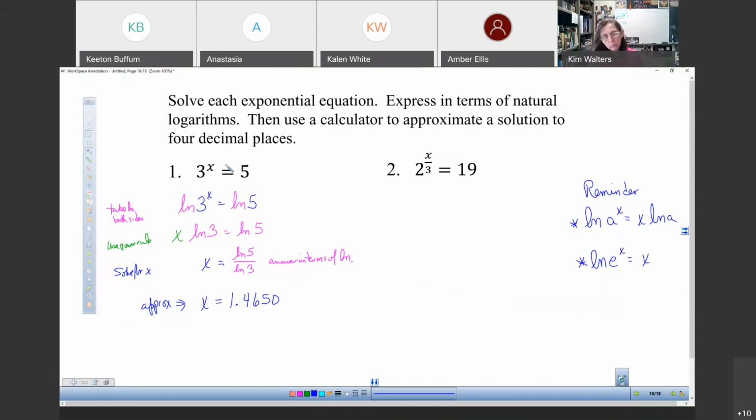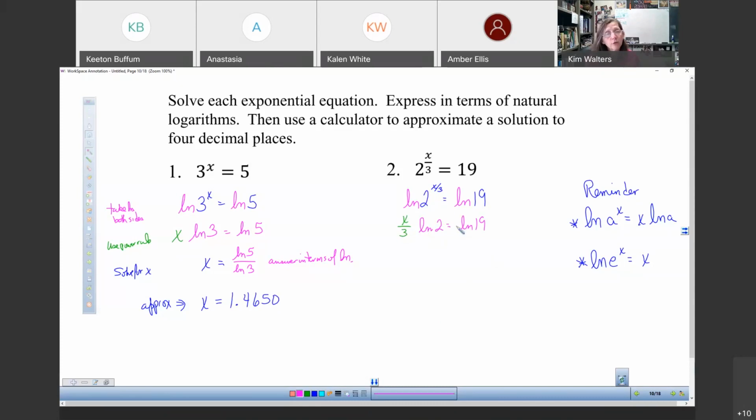Number 2. Same thing, exactly the same thing. I'm not changing anything on how I do this. So I have 2 to the x over 3 power is equal to 19. And I'm going to take the natural log of both sides. I just rewrote it so you can see me taking the natural log of both sides, okay? My exponent comes down in front. So this x over 3 comes down in front. So I have the natural log of 2 and then the natural log of 19 on this side.